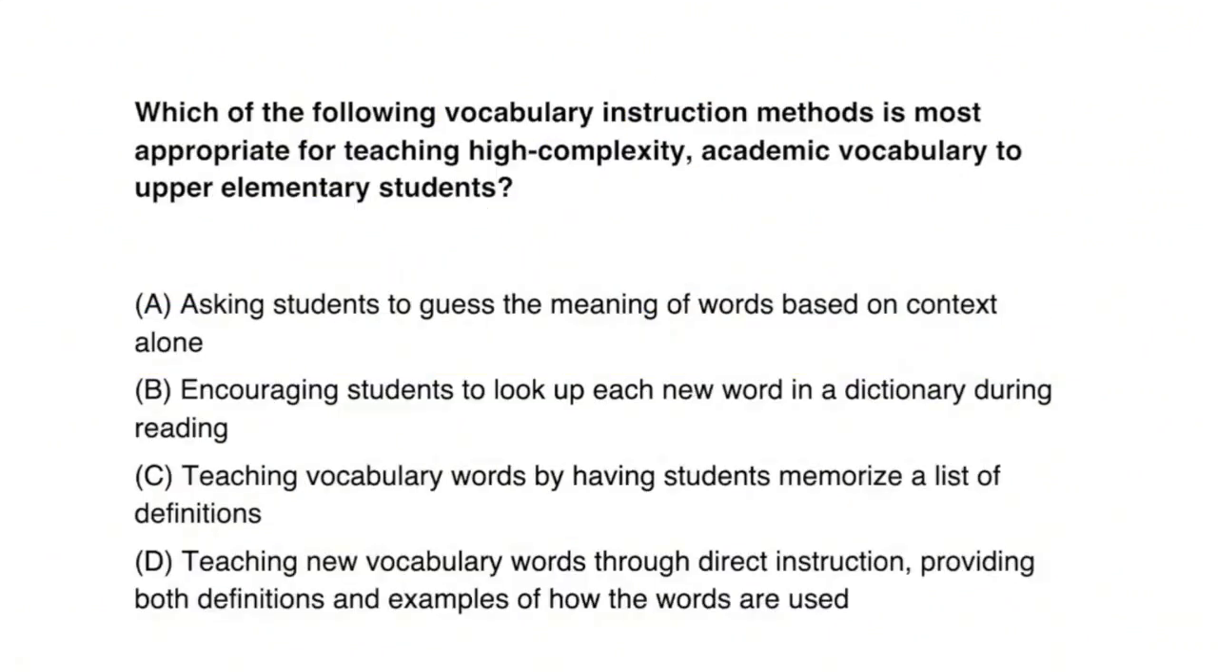Which of the following vocabulary instruction methods is most appropriate for teaching high complexity academic vocabulary to upper elementary students? A, asking students to guess the meaning of words based on context alone. B, encouraging students to look up each new word in a dictionary during reading. C, teaching vocabulary words by having students memorize a list of definitions. D, teaching new vocabulary words with direct instruction, providing both definitions and examples of how the words are used.